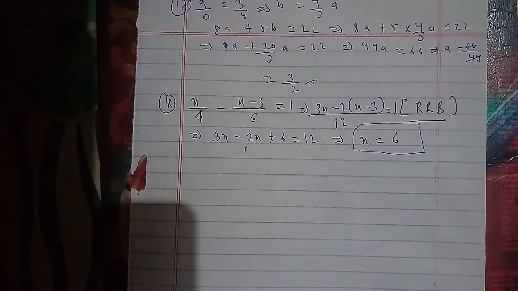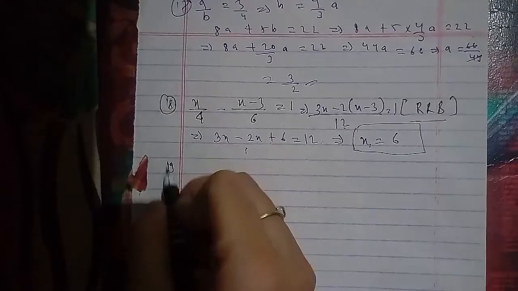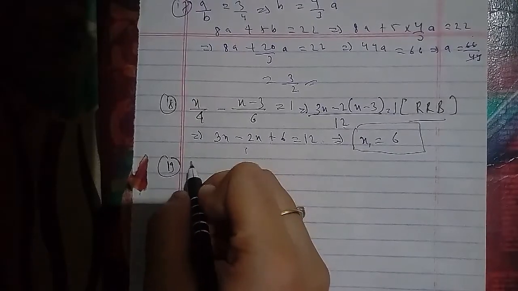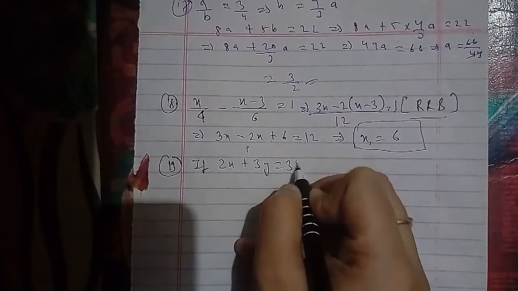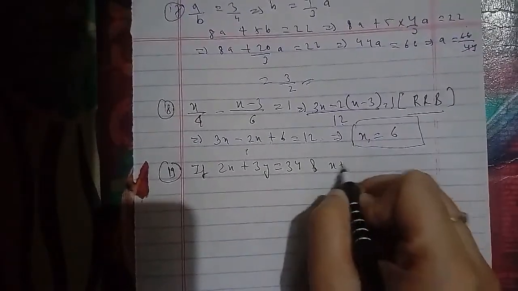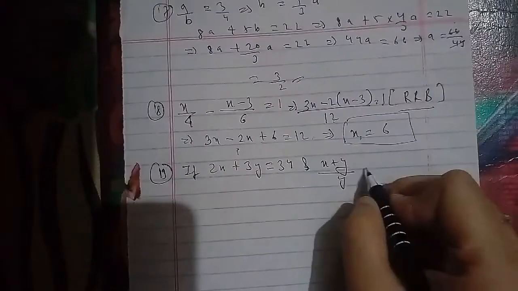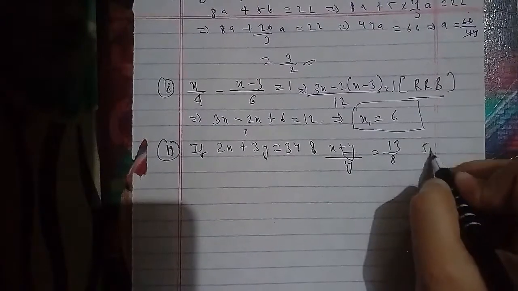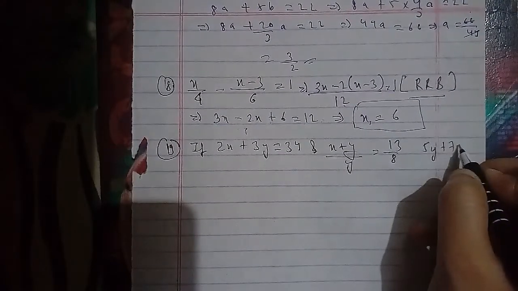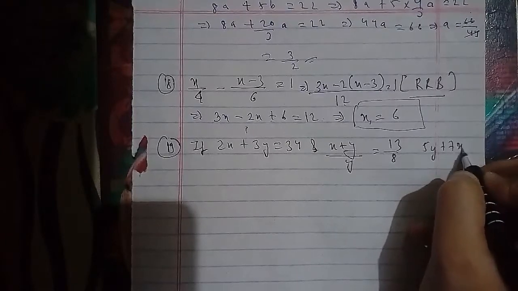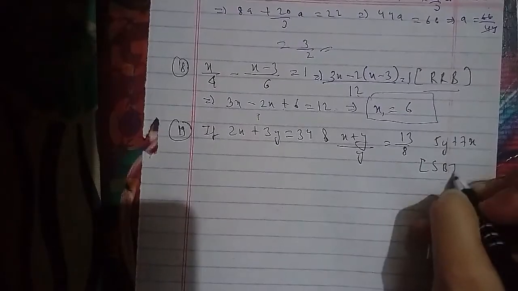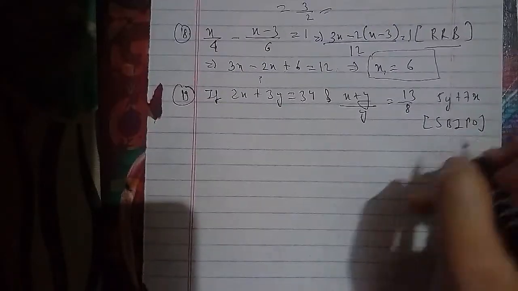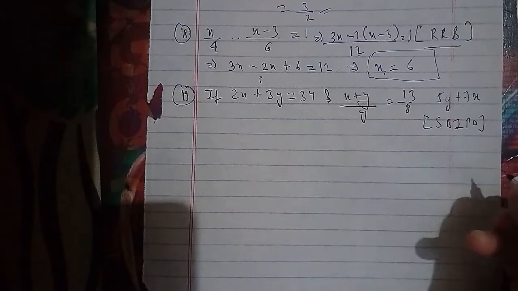Now we'll go ahead with the other question, that is the 19th question of the session. The question: if 2x plus 3y equals 34 and (x plus y) upon y equals 13 upon 8, then we have to find the value of 5y plus 7x. This is an important question because it has been asked in the SBI PO question paper, and that is also an important paper with respect to competition.